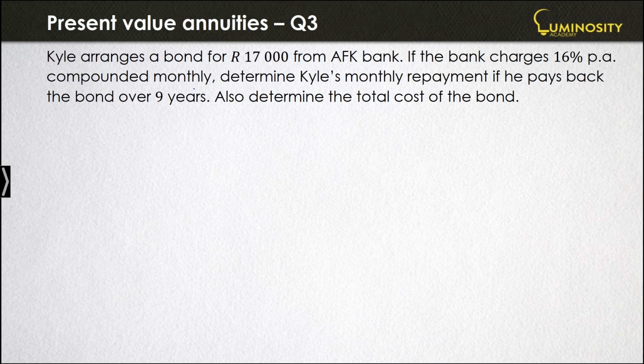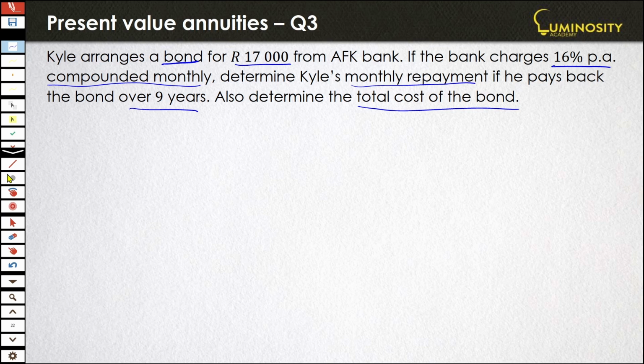Let's have a look at question 3. Kyle arranges a bond for 17,000 Rand from AFK Bank. If the bank charges 16% per annum compounded monthly, determine Kyle's monthly repayment if he pays back the bond over 9 years. Also determine the total cost of the bond.